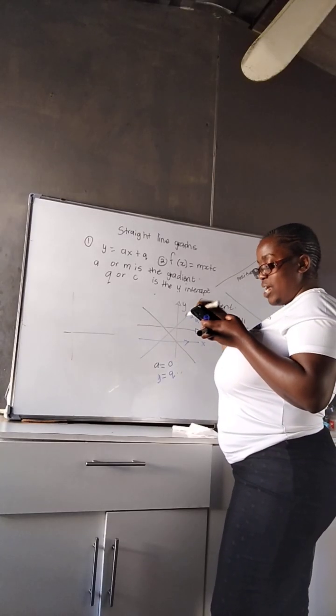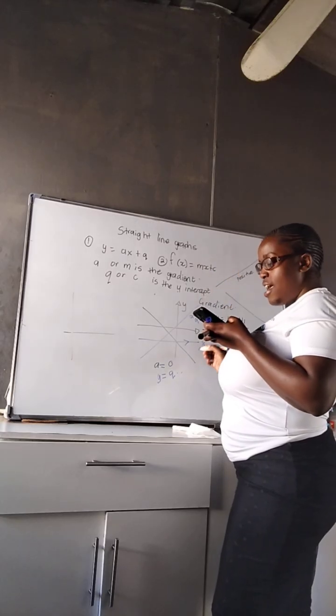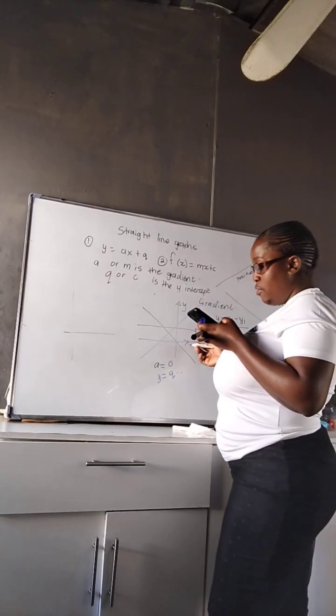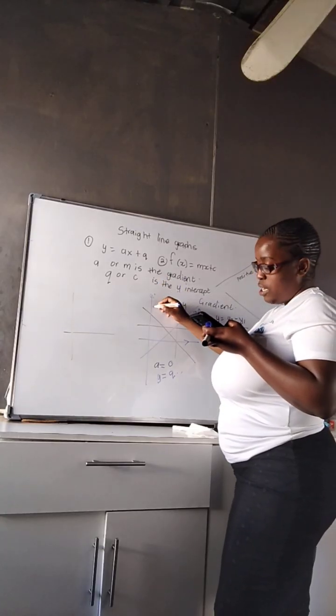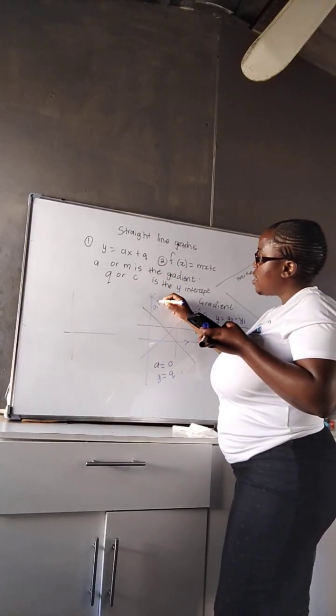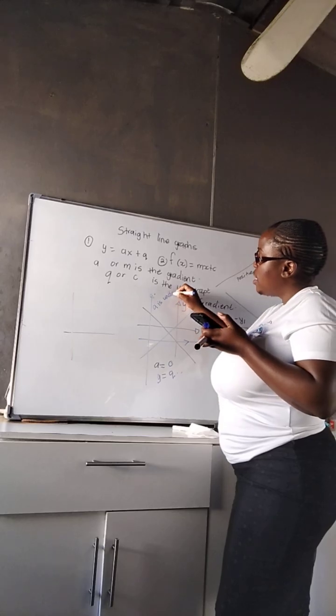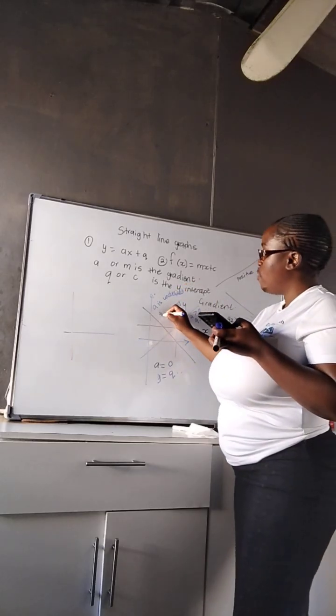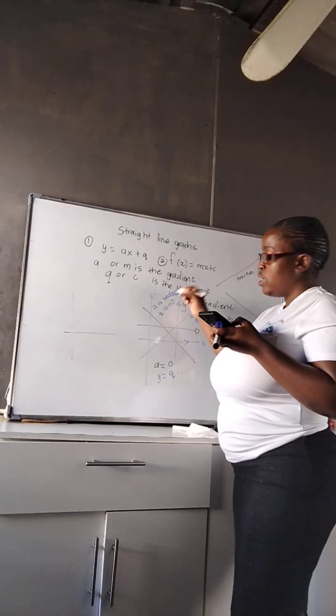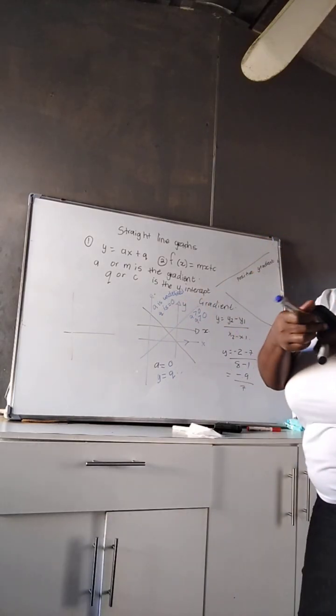And then when a is undefined and there is no q value, then it's going to look like that. a is undefined and q has no value. There is no q value, right?